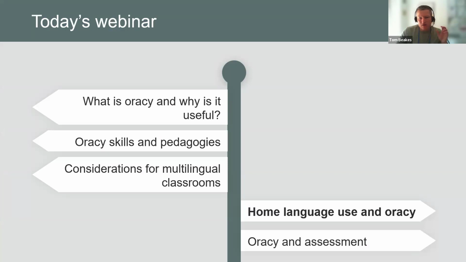As we come to the end, I just want to make a few key points about home language use and oracy, or home language sort of exploitation, I guess, in the classroom. Because if we think of oracy as the art of communication, then I think it makes sense not to limit that to a single language. And we need to be able to utilize learners' abilities in all their languages to ensure smooth and successful communication.